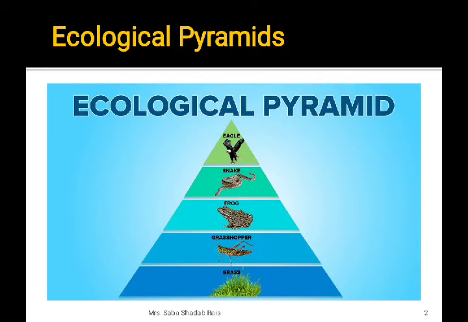Now see, the animals are categorized into various levels, and on the basis of their level there is a difference in their size. That's why it is depicted by a pyramid. For example, the first level is the producer. The producers make their own food. They are autotrophic. Students, note down the term autotrophic. Autotrophic means the organisms are able to produce food on their own.